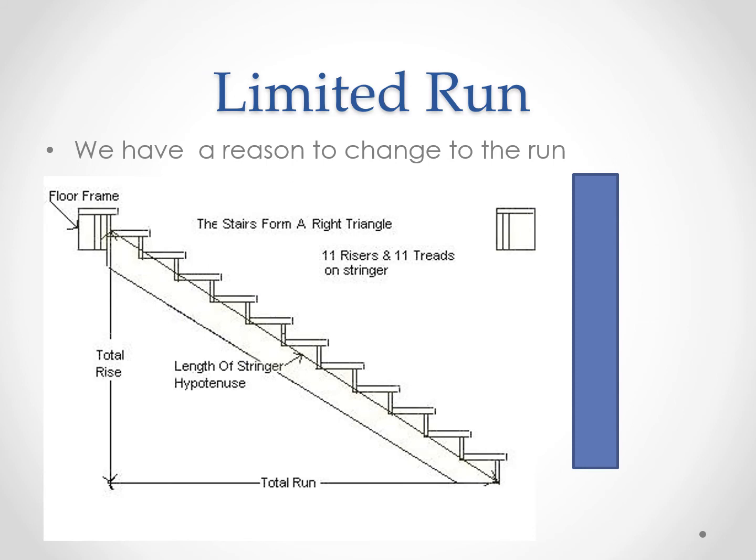Okay, limited run is the opposite of unlimited run. Limited run says that there's a reason that we need to adjust for the run of the stairs. So there's some kind of limit, or restraint is another word we could use, that's going to cause us either to extend the total run or shorten the total run. And then in turn, the unit run will also change for that fact.